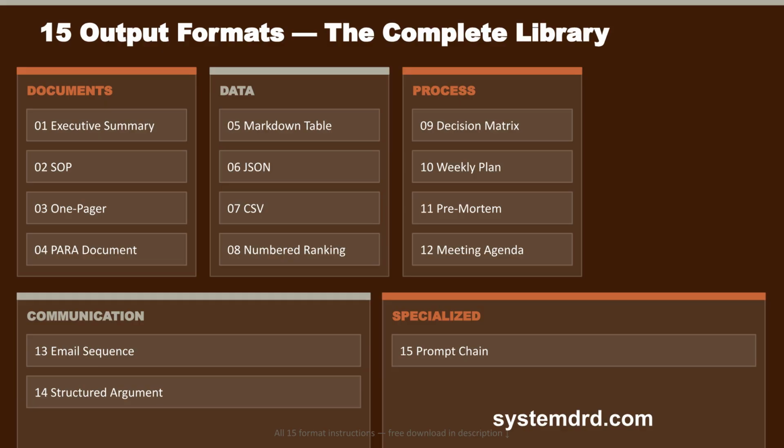15 formats across 5 categories. Documents, for when the output is something you read or share. Formats 1 through 4. Data, for when the output goes directly into a tool, spreadsheet, or automation. Formats 5 through 8. Process, for plans, decision frameworks, and structured workflows. Formats 9 through 12. Communication, for sequences and persuasive writing. Formats 13 and 14. And specialized, the prompt chain, for building AI workflows.